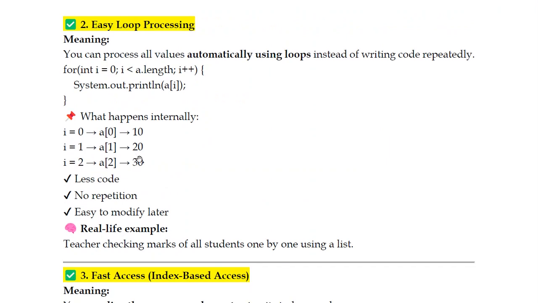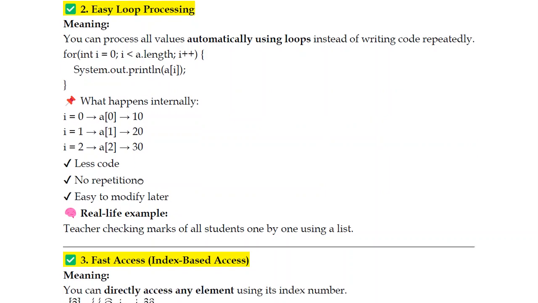Easy loop processing. So simply use the a dot length property. So it will find out the total number of elements automatically. So one by one, you can traverse the elements. A of 0, A of 1, A of 2. We already discussed. Less code. Again, you are doing the process. So you use the for loop and then use the index.